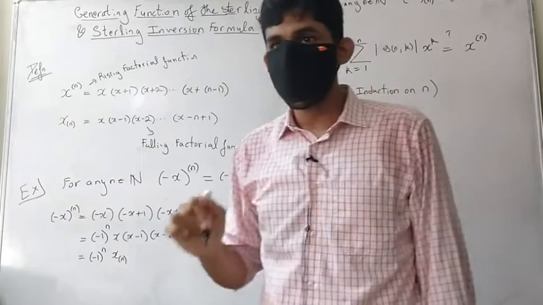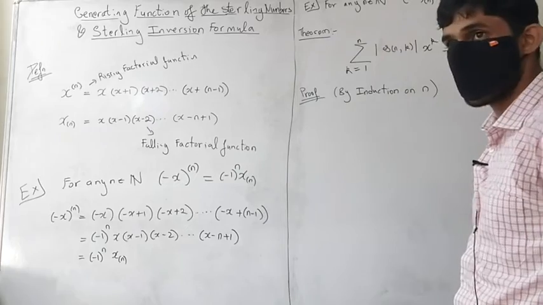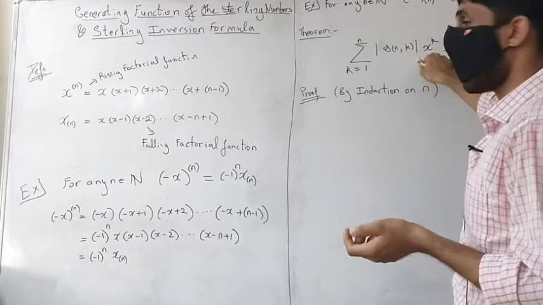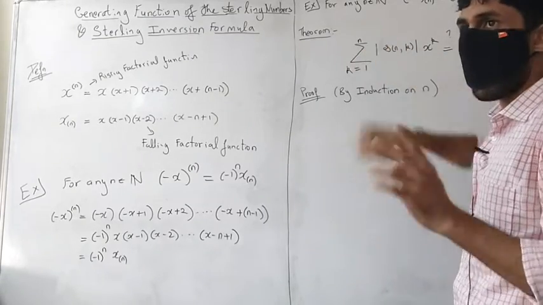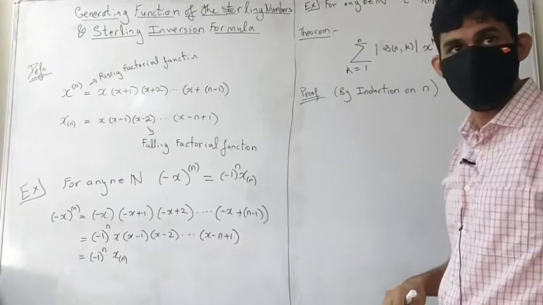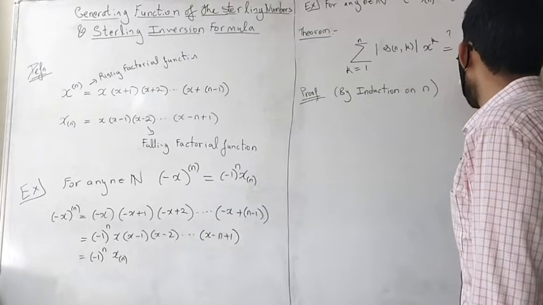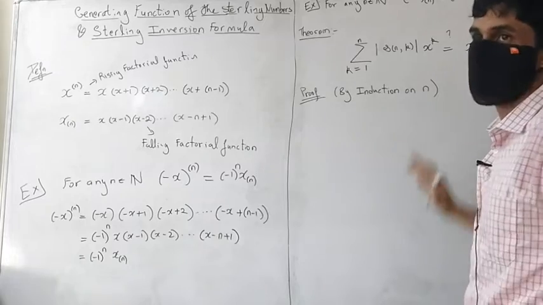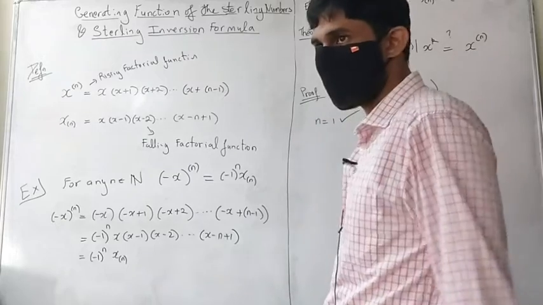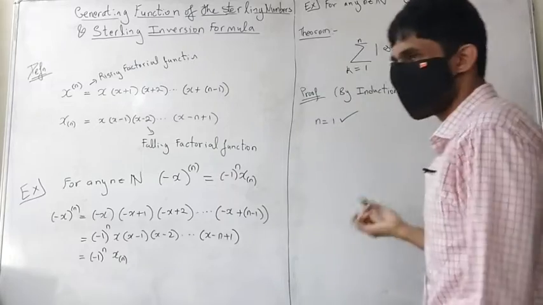So for n equals 1, let's check. For n equals 1, the left hand side gives us |S(1,1)| x, and S(1,1) is 1, and the right hand side is also x^(1), which is x. So for n equals 1, there's actually nothing to prove. Okay, that works. So we'll assume it for n. I prefer to do that. Assume for n and prove it for n plus 1.